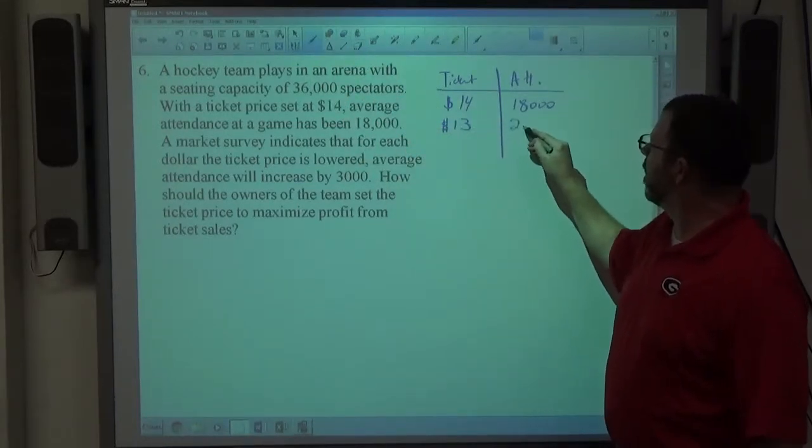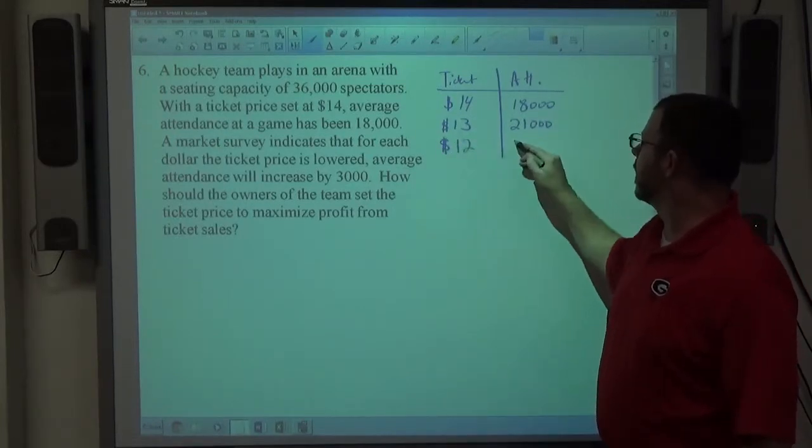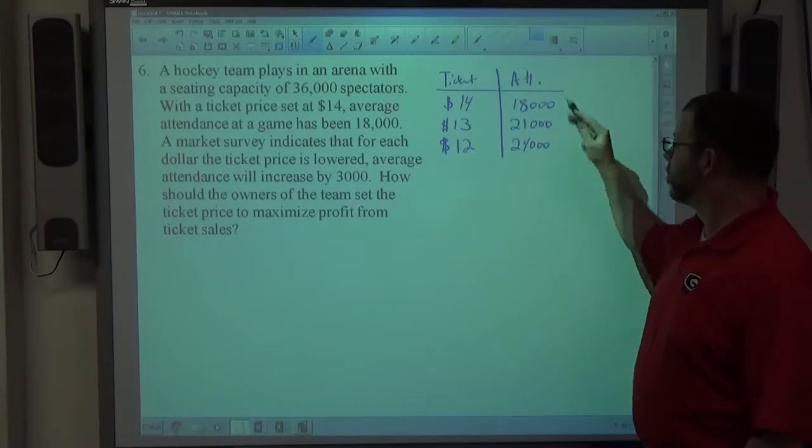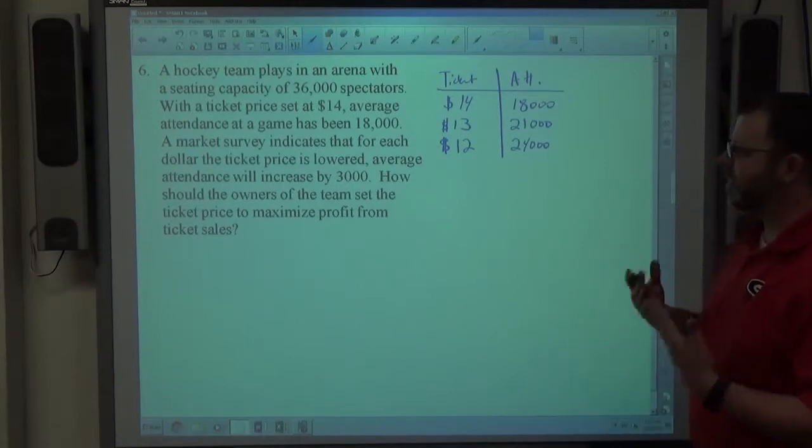We're going to get 3,000 more people. If we drop the price another $1, we're going to get 3,000 more people. So we're obviously getting more people, but are we necessarily getting more money? That's what we have to determine. And what we're looking for is to maximize the profit.